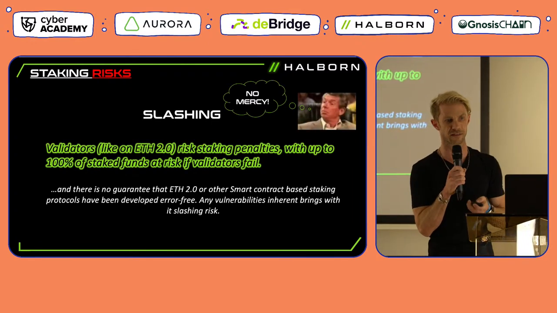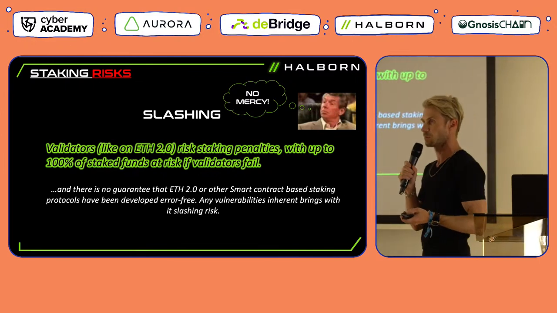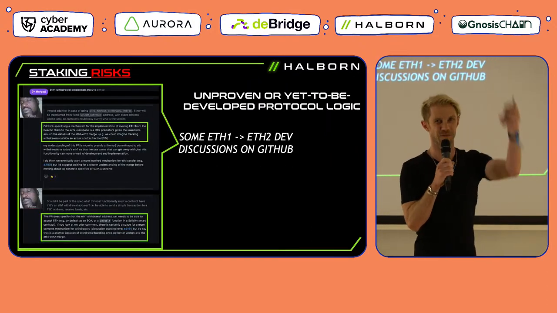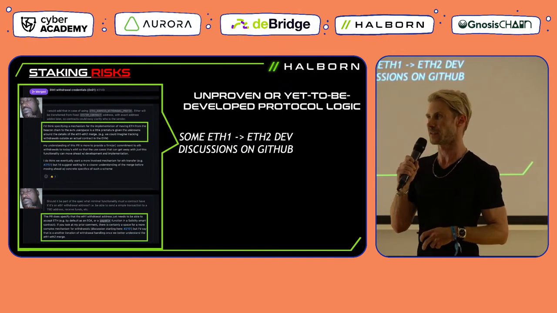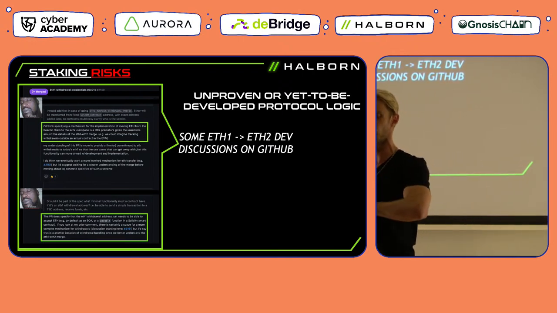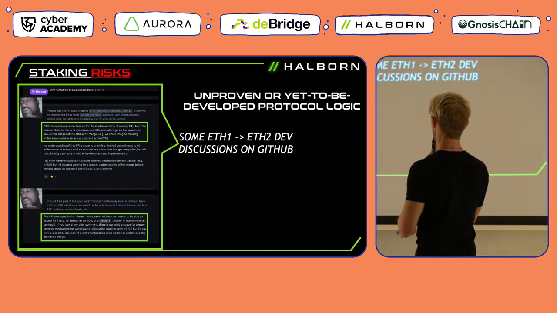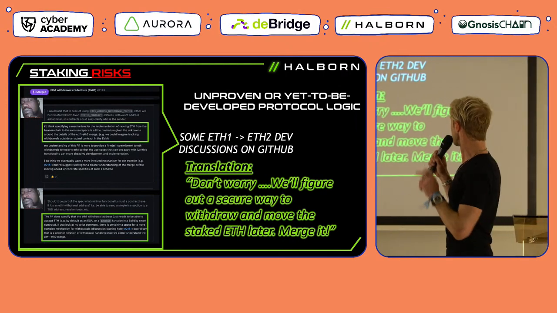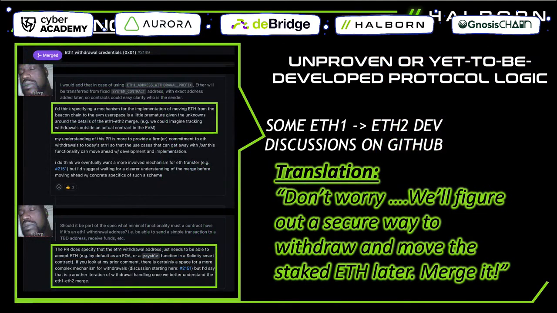There's really no guarantee that the staking protocol is error-free also. There may be vulnerabilities in that itself. An example of this, I'm not going to read through all of it, and I'm not going to call out some of them, but this was a nice post on the GitHub of the ETH1 to ETH2 dev merge, where they were having a conversation. Really, without reading through it, translating it is: don't worry, we'll figure out a secure way to withdraw and move out the stake later. Just go ahead and merge it.